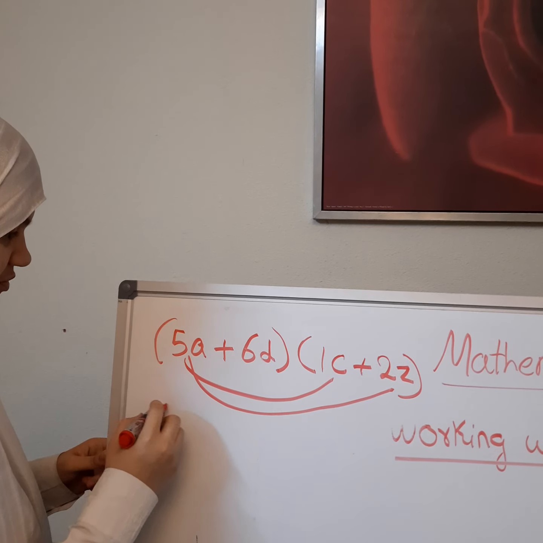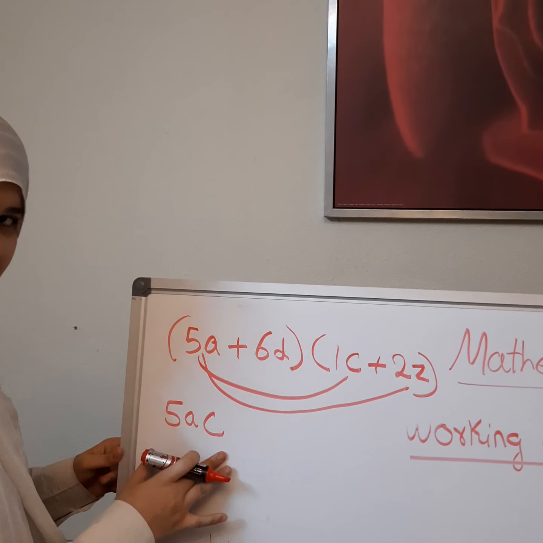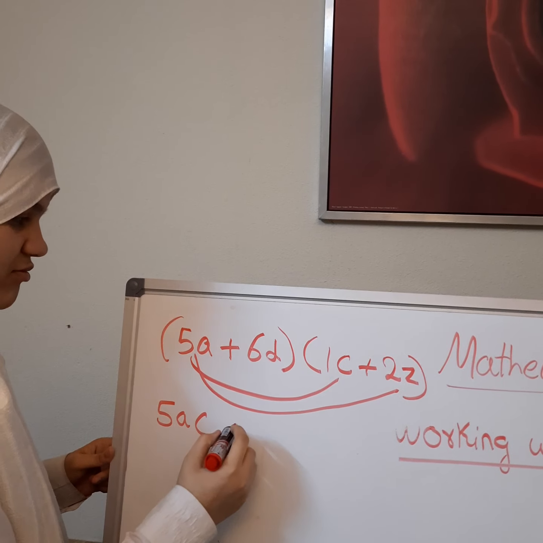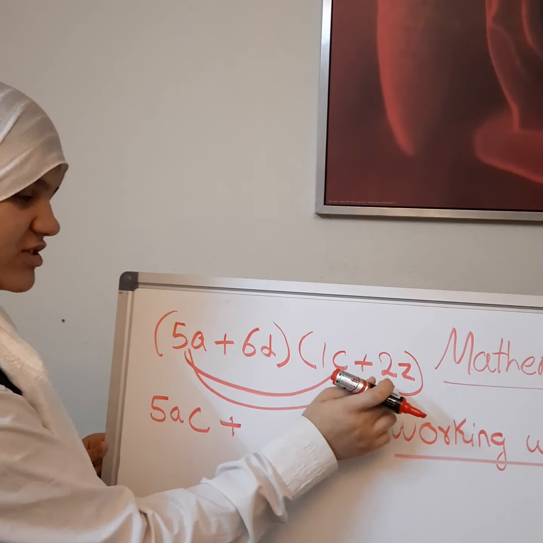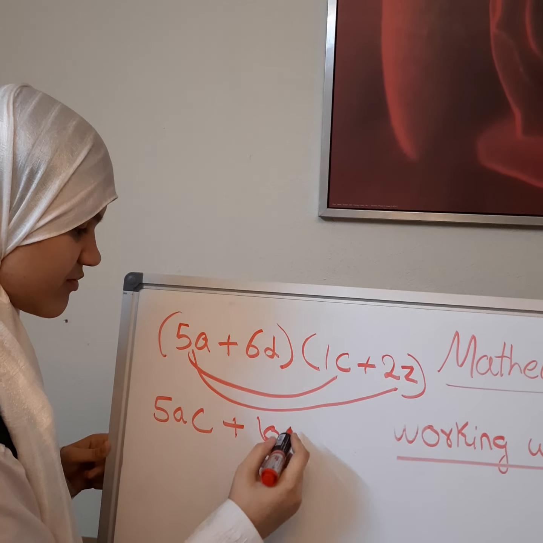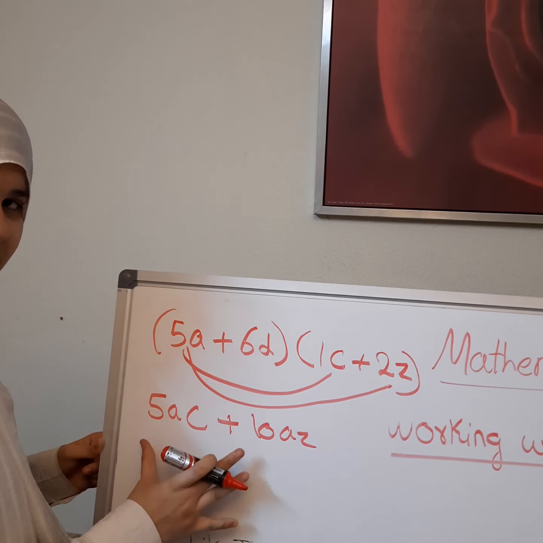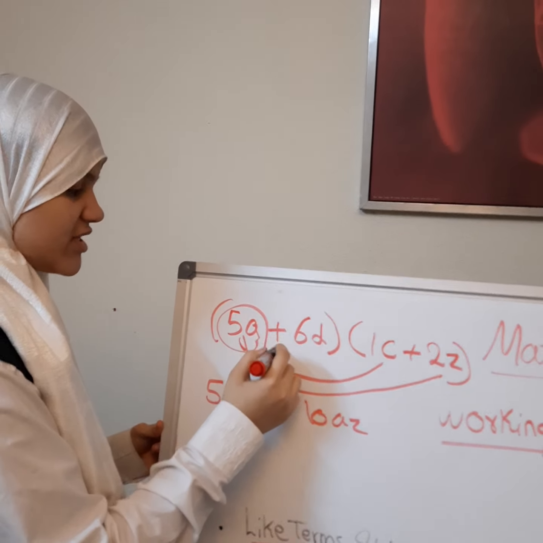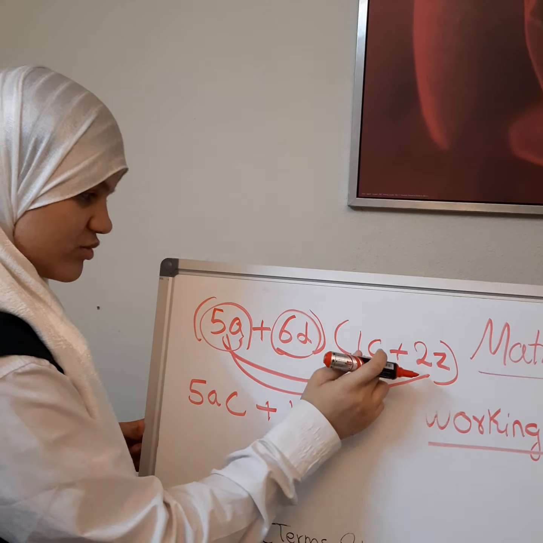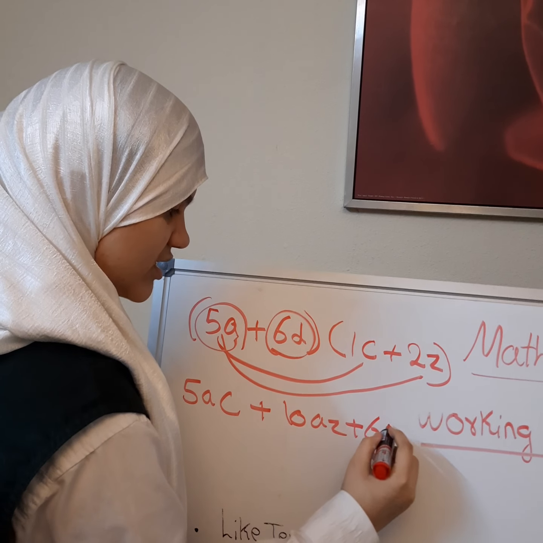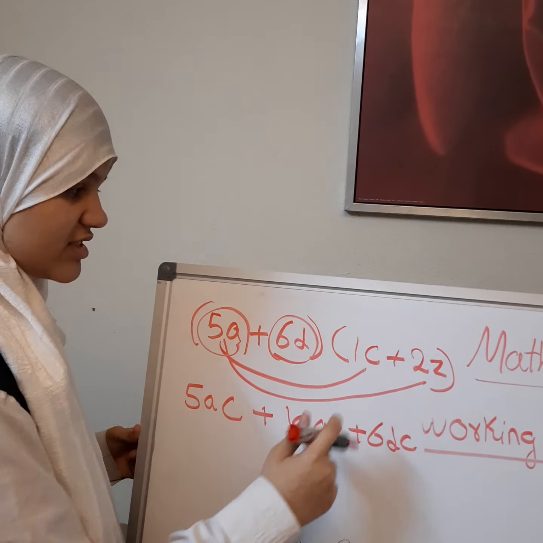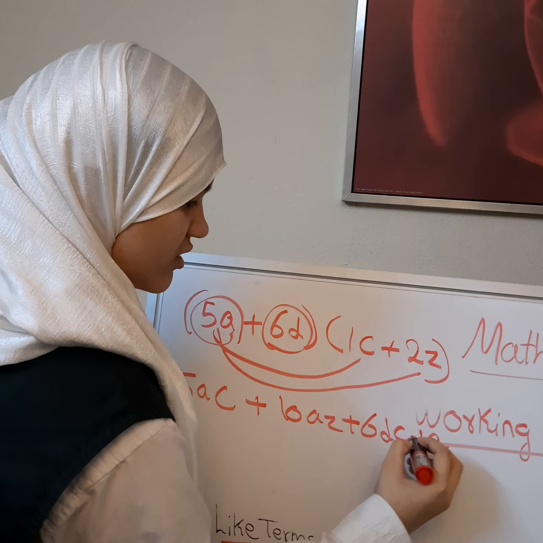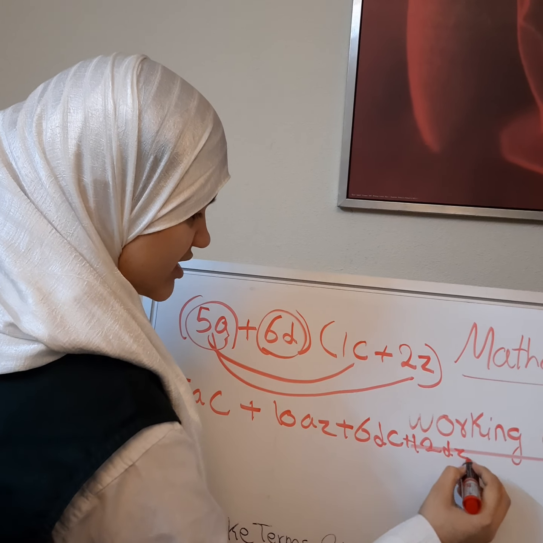That means it will be 5AC, okay, because 5 times 1 is equal to 5, A times C is equal to AC, plus what? 5A times 2Z. That means it will be 10AZ. 5AC plus 10AZ. That was for 5A. But the other, it will be 6D. 6D times 1C, it will be 6DC. Okay? And the other thing, it will be 6D times 2Z, it will be plus 12DZ.